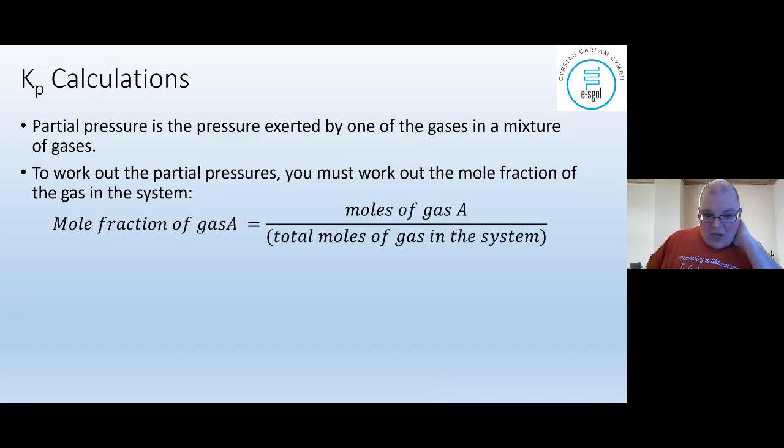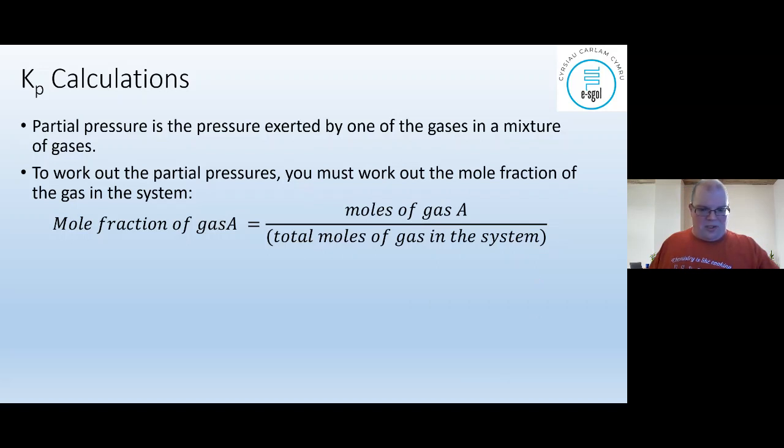Okay, which is the mole fraction of gas A. Basically, if you had a system with gas A in it and a load of other gases, the mole fraction of A is just the moles of A divided by the total moles of gas in the system.